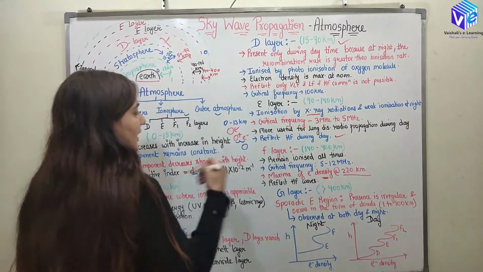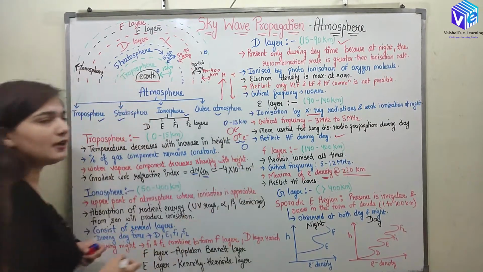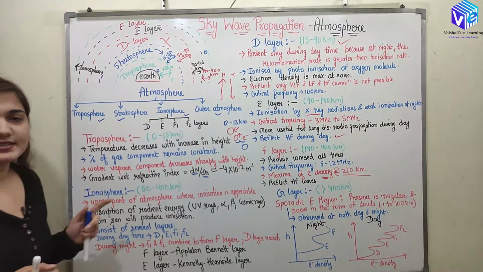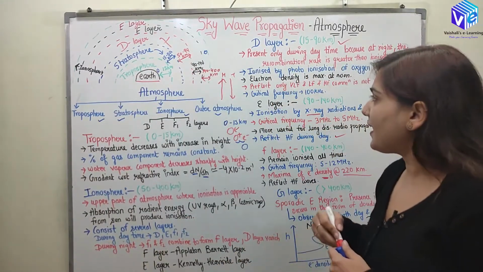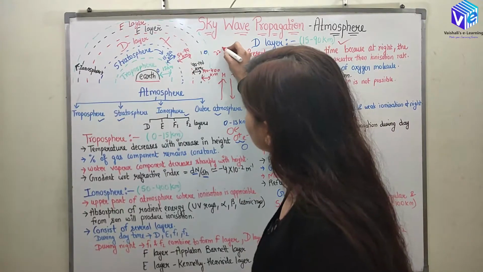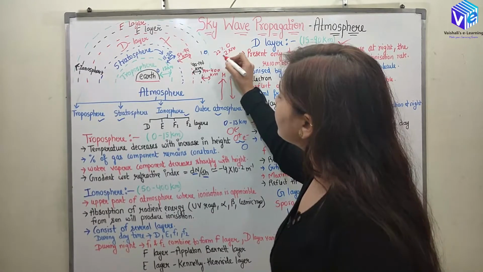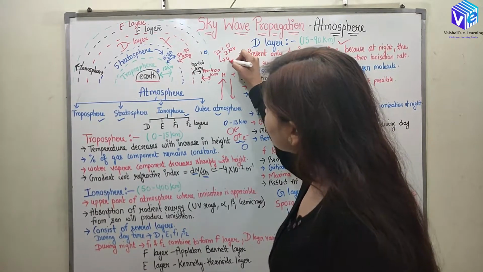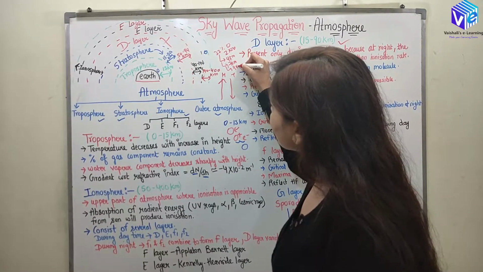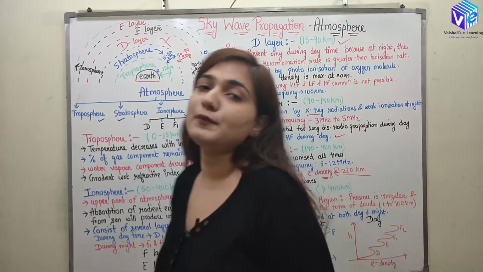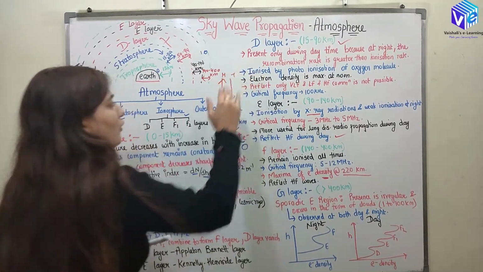So when I increase the height, the temperature will decrease. Now the second property is that the percentage of the component of the gas will remain constant. For example, if I have 22% of oxygen at a height of 2 kilometer, then 22% oxygen will be there at the height of 4 kilometer, at 7 kilometer as well, at 11 kilometer as well. So the percentage of components will remain constant. It is not only true for oxygen, it is true for all of the components.